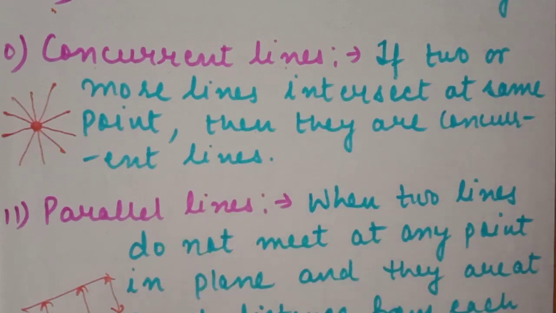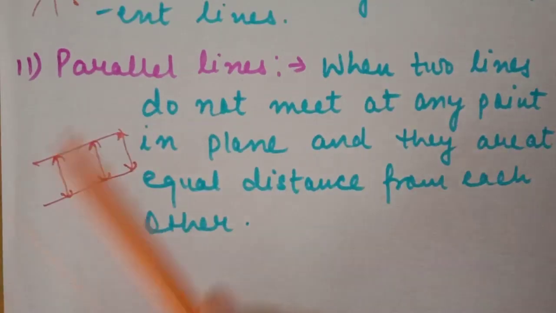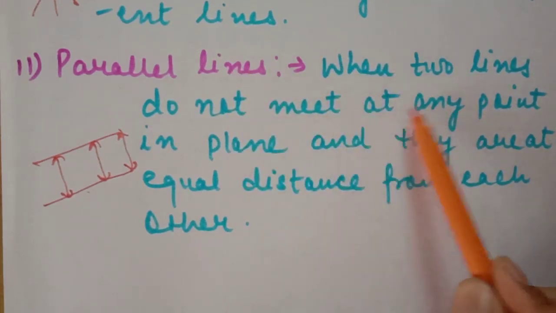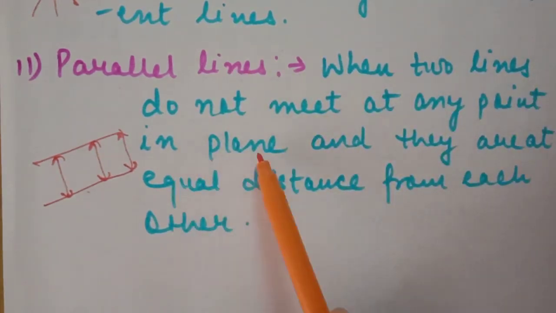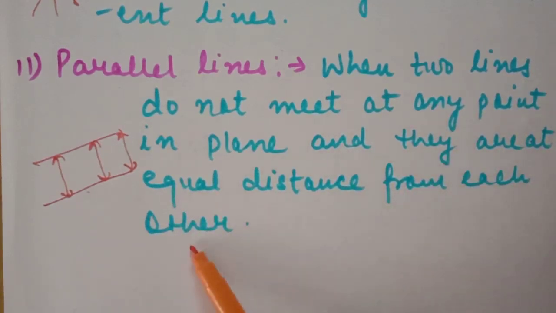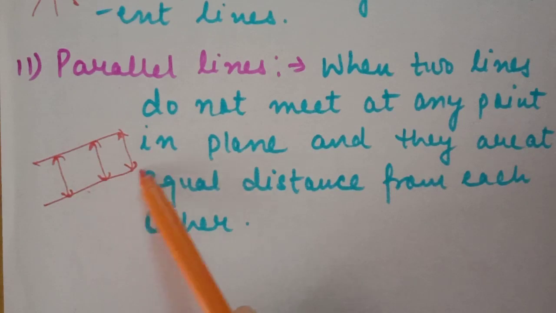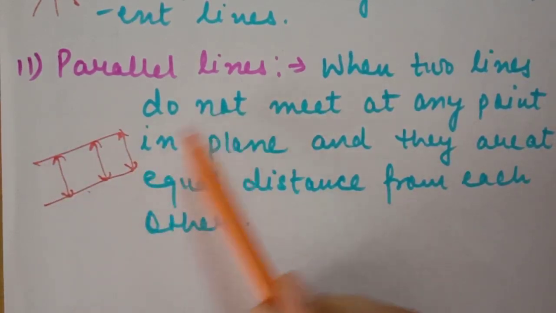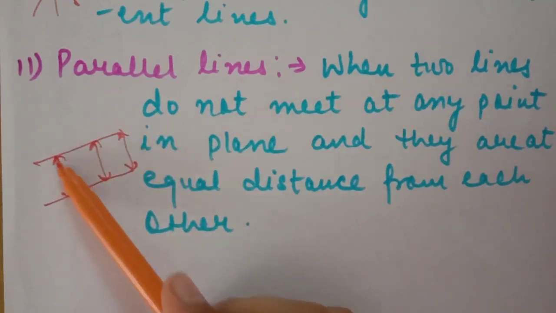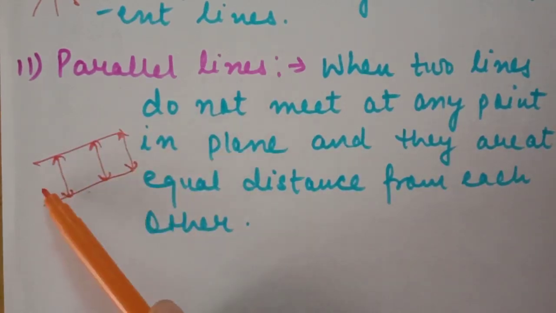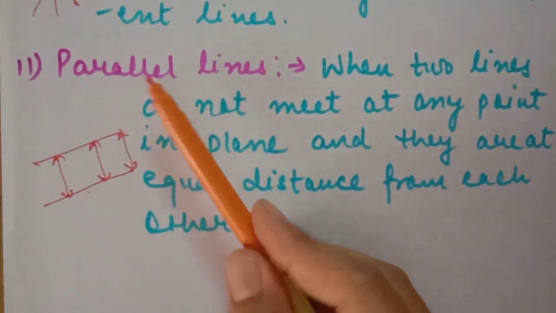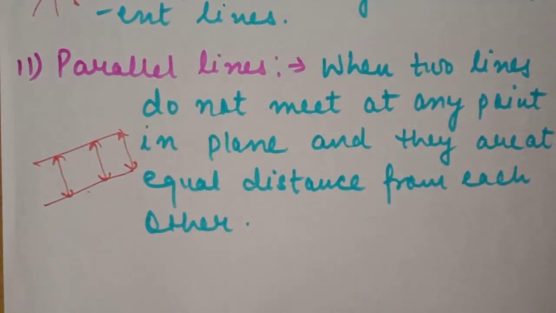Next definition is parallel lines. Parallel lines are those lines which do not meet at any point in a plane and are at equal distance from each other. Like in this diagram, if we have two lines like this, they will never meet in this plane even if we produce them, and if they have equal distance all over between them, then we call them parallel lines.